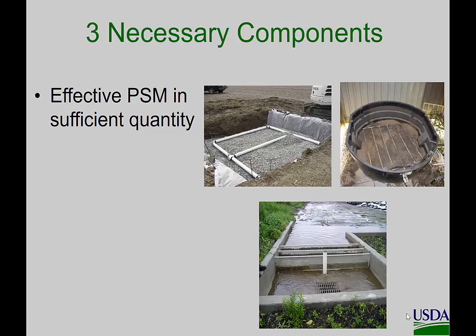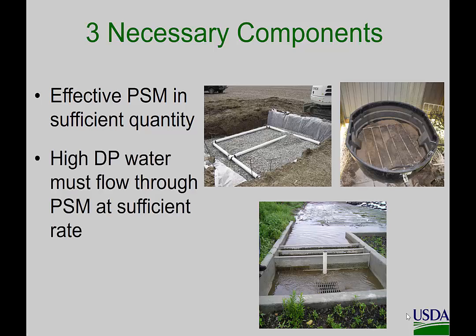There's three necessary components for a phosphorus sorption, a phosphorus removal structure. They can look a lot of different ways. Very, very diverse, very flexible type of best management practice. But they all have these three components. First of all, the obvious one is they need a filter material. They need a phosphorus sorption material in a sufficient quantity. You have to have enough of it for your site, for your load. And the structure has to be designed such that the high dissolved phosphorus water is able to flow through the material at a sufficient rate.